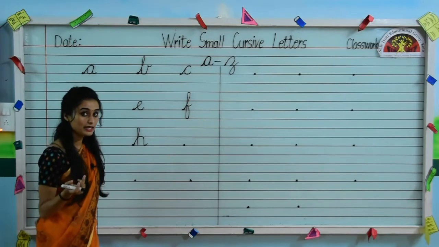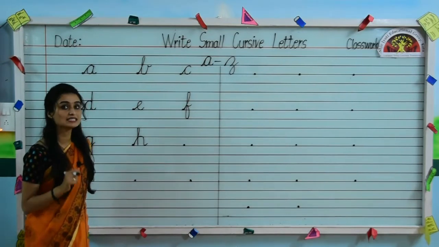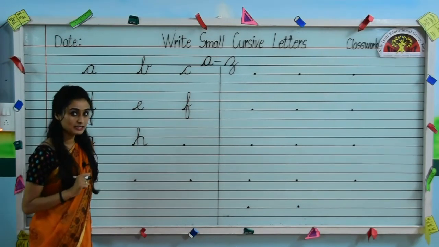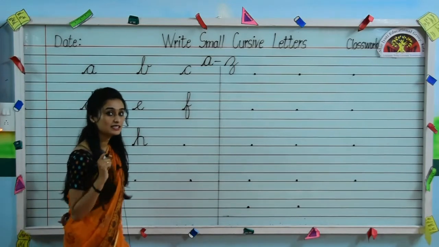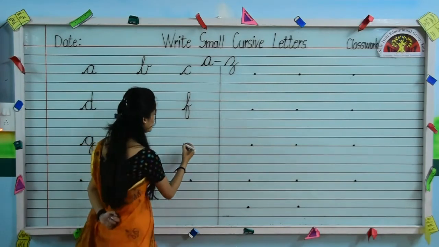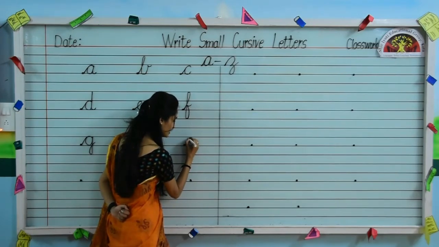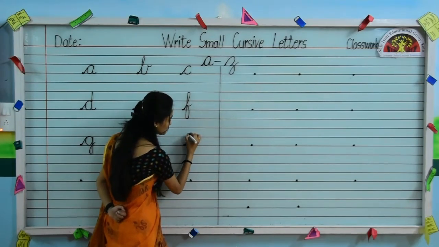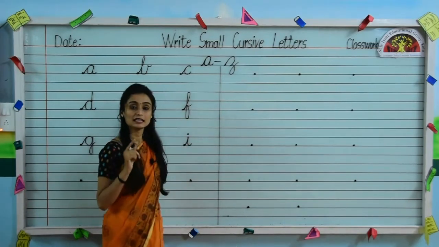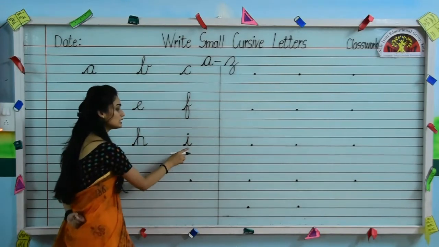Now the next one is, what comes after H kids? After H the next letter is I. So put your pencil on the dot, slanting line up, touch the second line, come down straight and out like this and put a dot over it. This way you have to write your letter I.